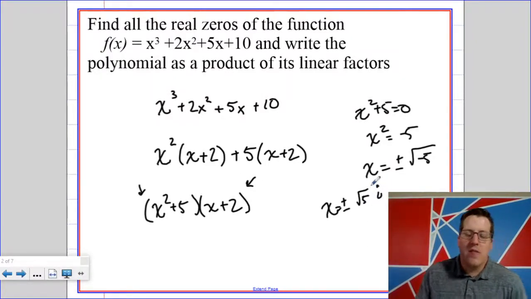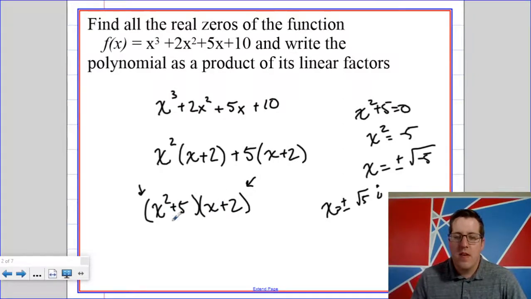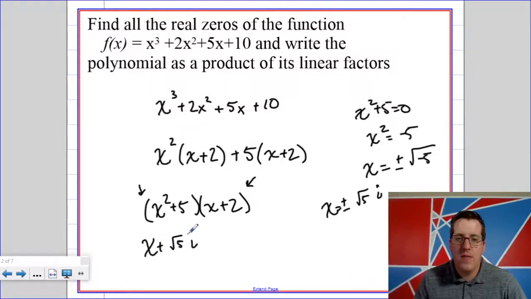But it's a lot easier to just think of this as a difference of squares. The constant term is positive, so that would only work if it was imaginary. And the square root of 5 is root 5. So this is going to factor to x plus root 5i times x minus root 5i.